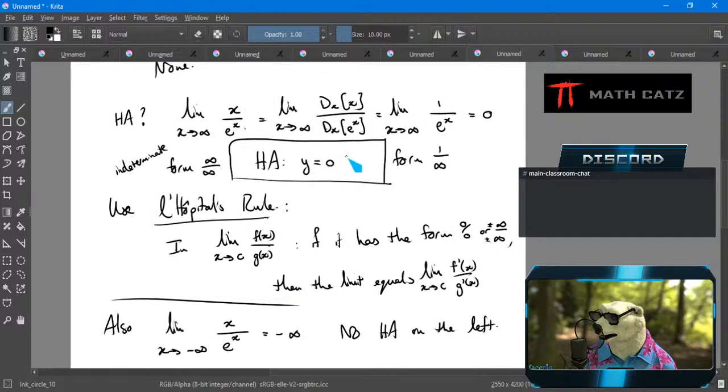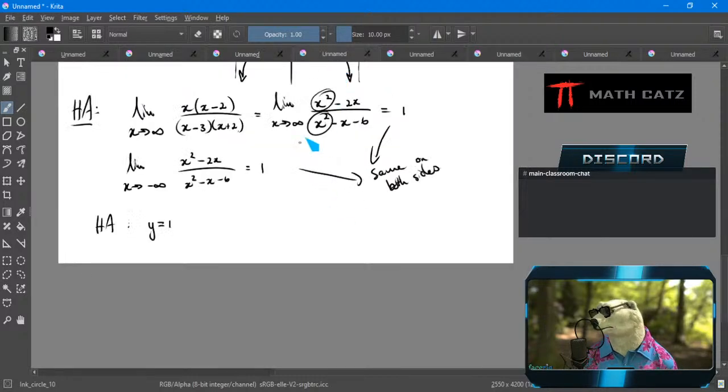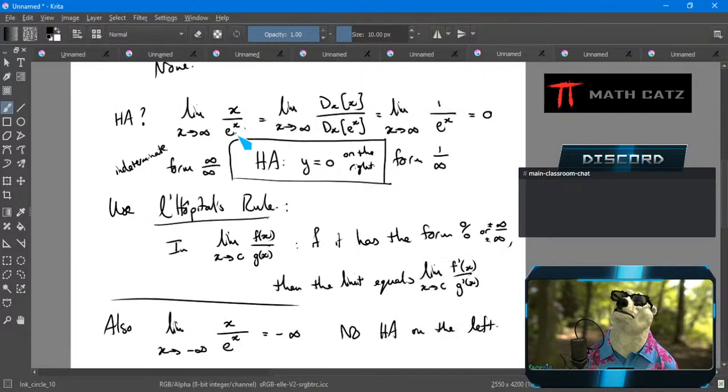And there is a horizontal asymptote on the right. So what I see in contrast to the rational functions, where the horizontal asymptote is always going to be the same on both sides, is that I don't have that symmetry anymore. For something with an exponential component, I could have a horizontal asymptote on one side, but not on the other.